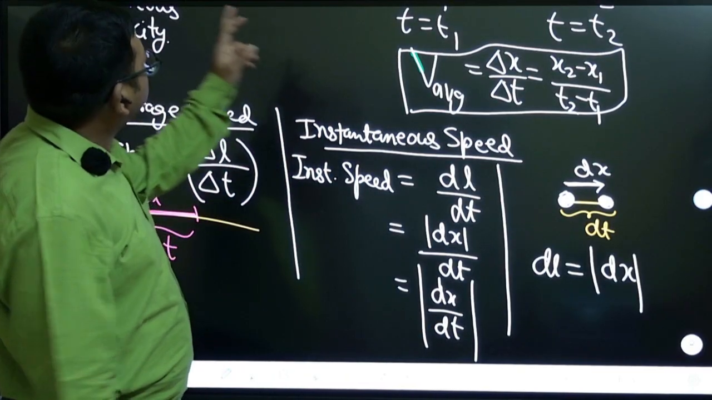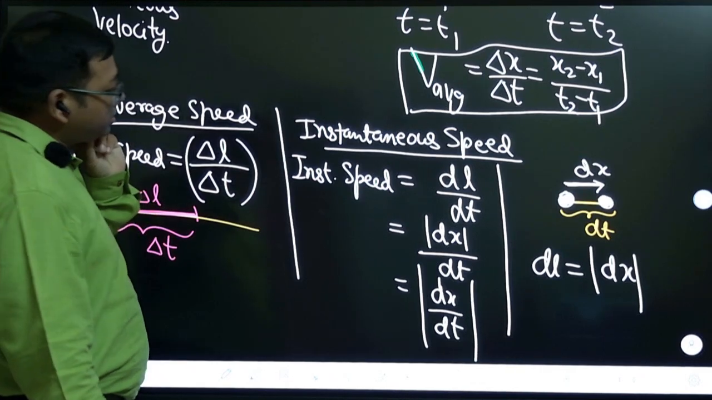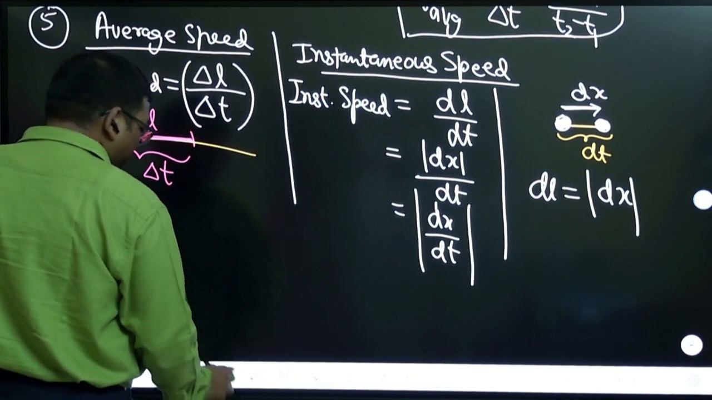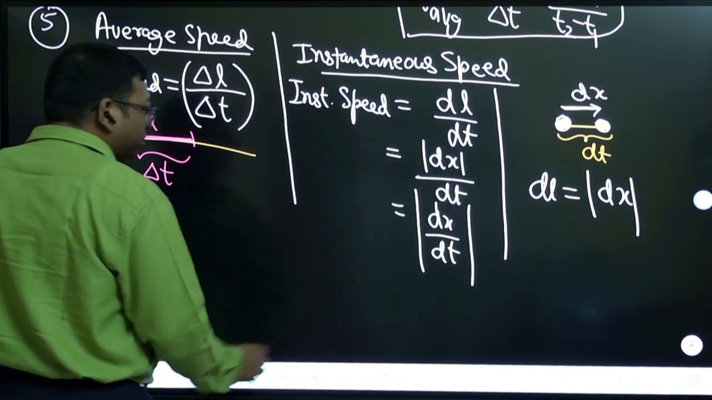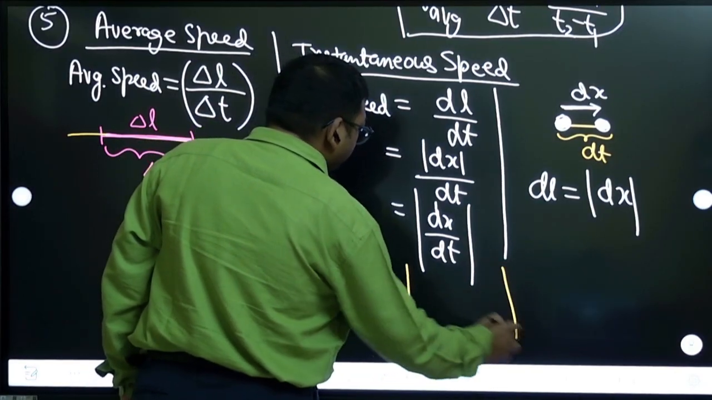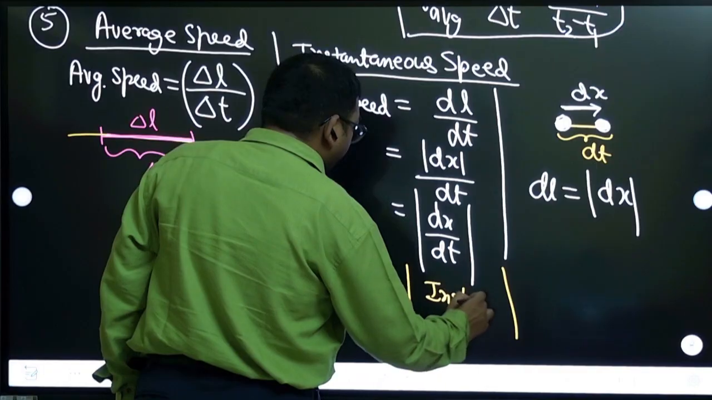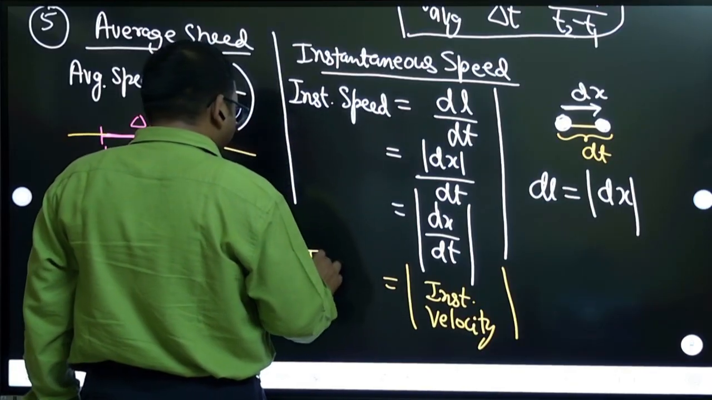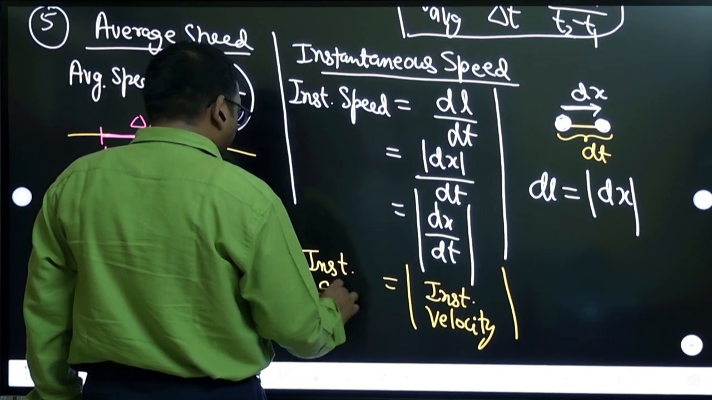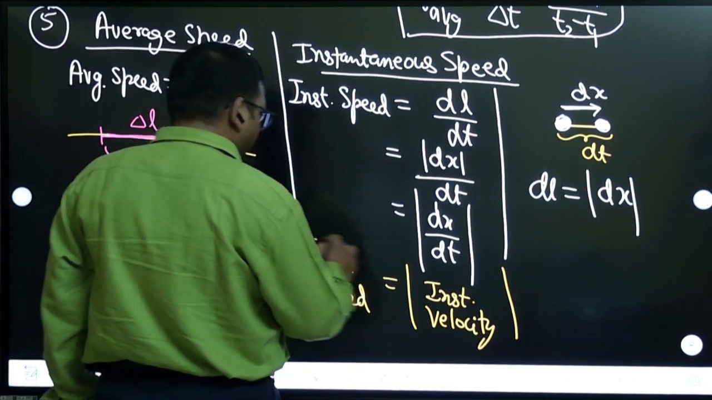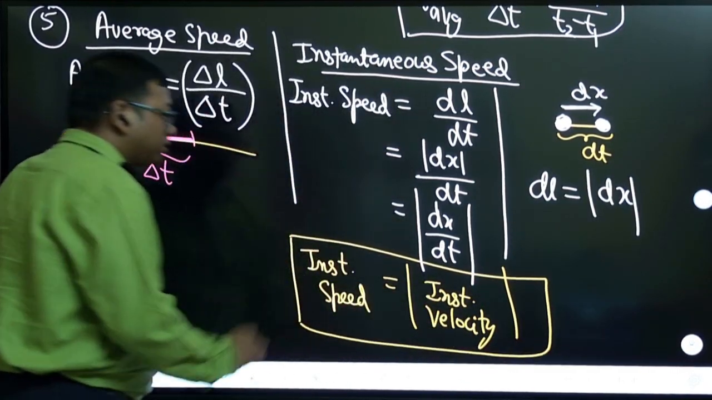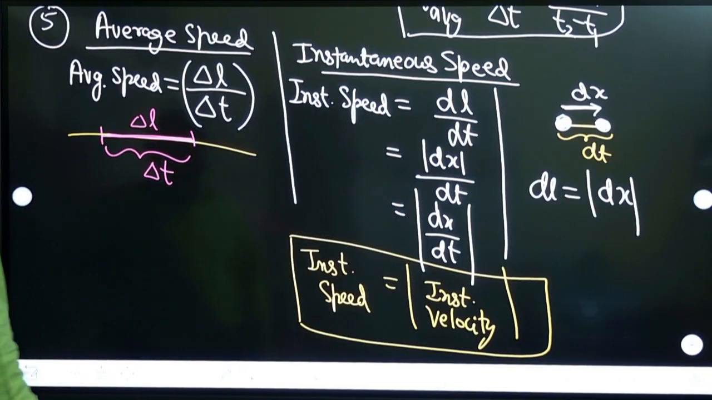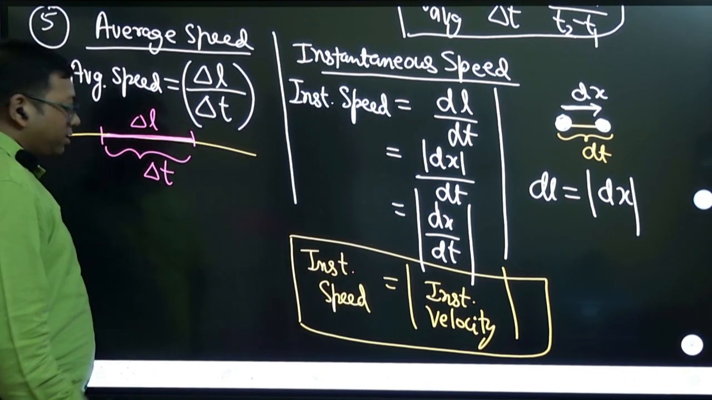dx by dt, you have studied, is instantaneous velocity. So instantaneous speed is nothing but the magnitude of velocity. Instantaneous speed is the magnitude of instantaneous velocity. This is the key idea here. So this is speed, instantaneous speed, and velocity, instantaneous velocity.